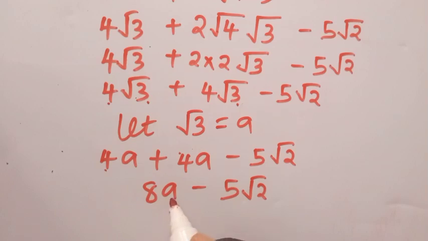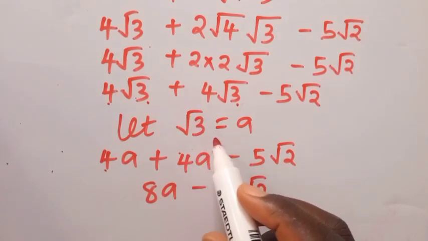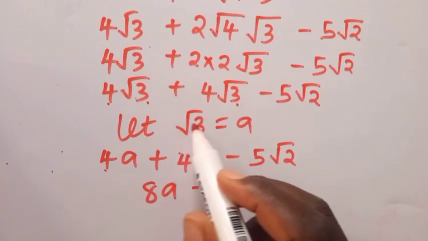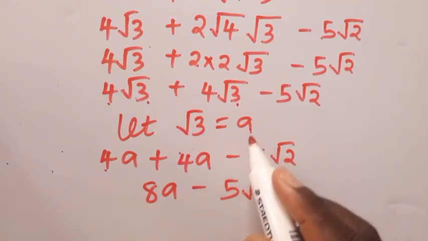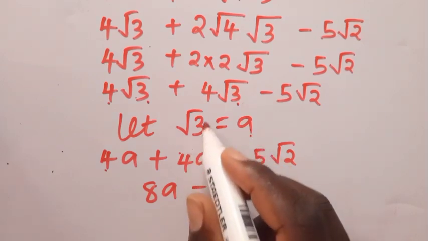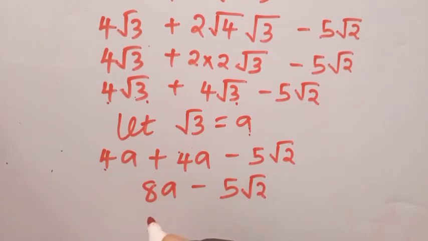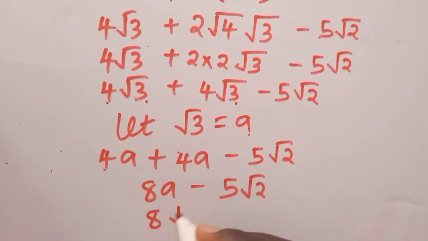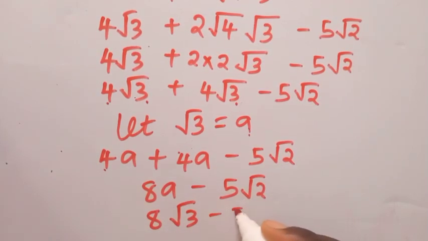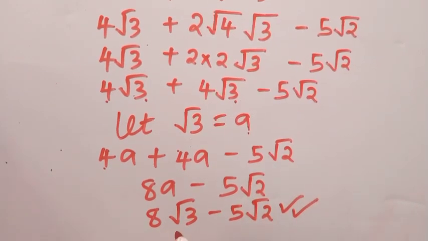Now, we had let our root 3 be a. So instead of a, we shall substitute a with root 3. So instead of a, we shall have root 3. And therefore, in this case, we shall have 8 root 3 minus 5 root 2. And in this case, we have simplified this surd.